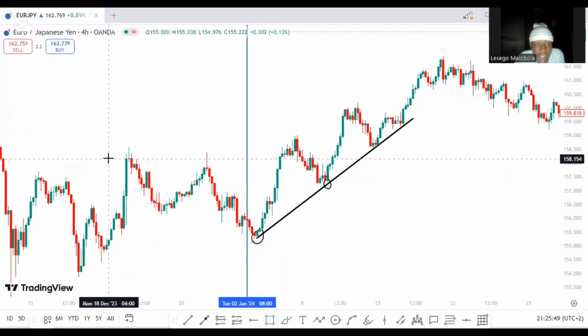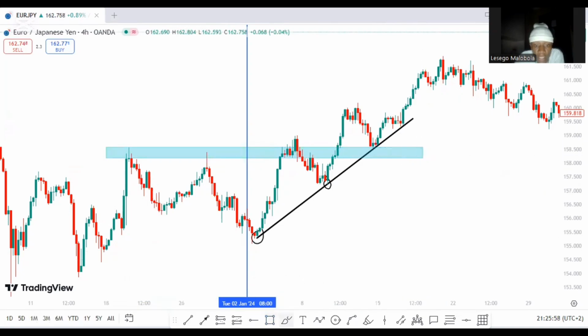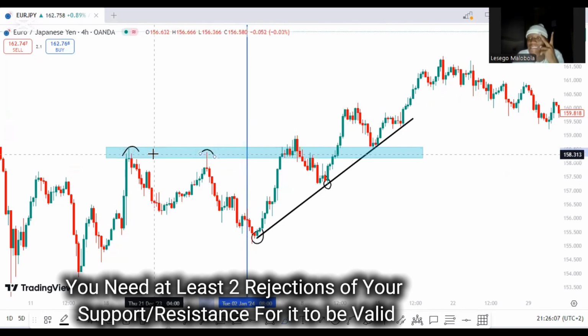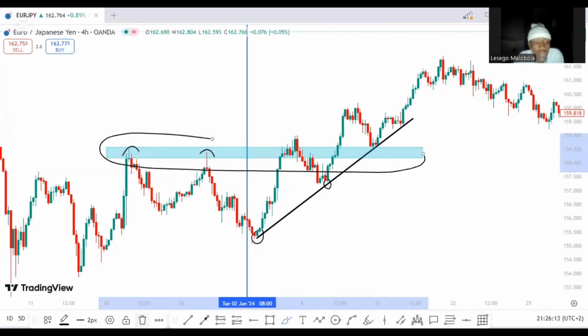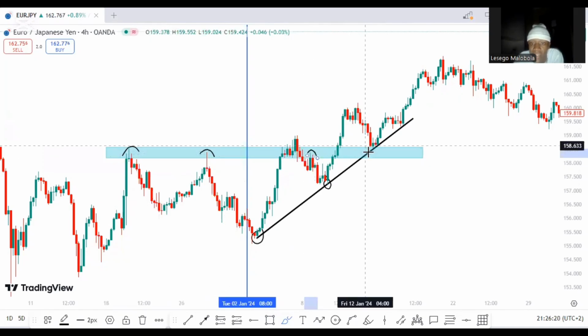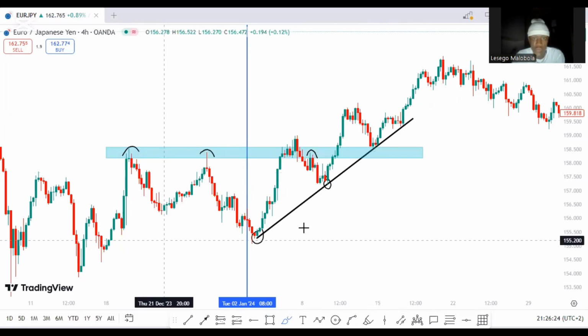So now I see that we do have some sort of a support level. I'm just going to show you what I'm talking about. Rejected here once, rejected here twice. Just like the trend line, for support and resistance we need at least two rejections to confirm. So we do see those rejections right over there, and price even rejected here, and now price is rejected where price is currently at, our third touch.